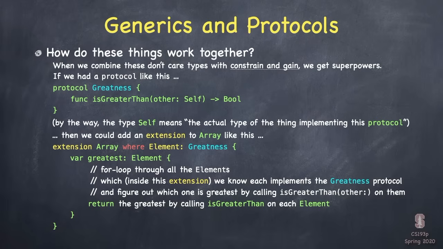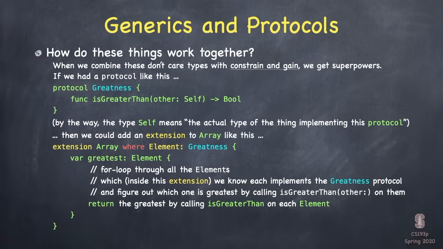Normally we call generics "don't care," right? Element is a don't care. Array doesn't care what's inside of it. Well, this extension to array cares a little bit about element. It doesn't really care what element is. It can be any structure or class, but we do care that it implements Greatness. So this is "care a little bit." You want to think of it that way.